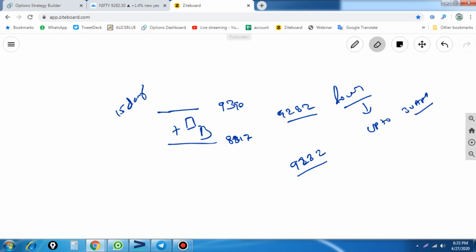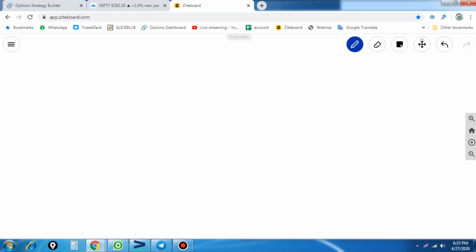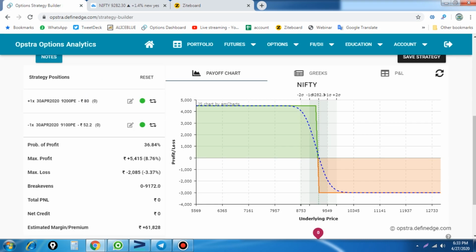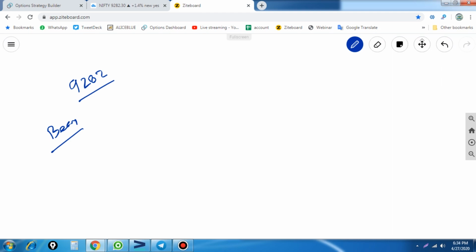Currently Nifty is trading at 9,282. Okay, so my view is bearish. So the strategy which I'm going to do on the Nifty, the first strategy which I'm going to tell you: the 9,200 put which I buy and the 9,100 put which I sell.